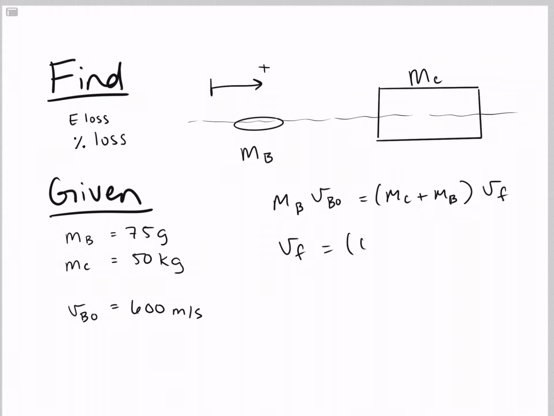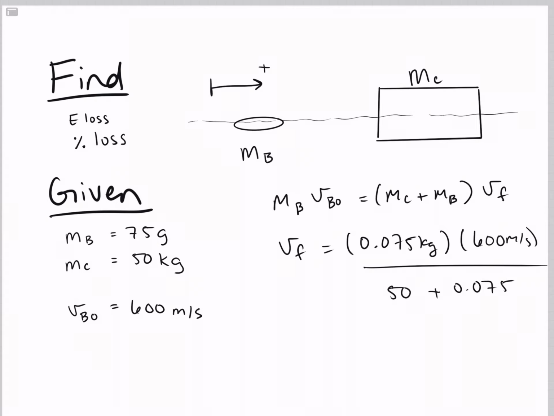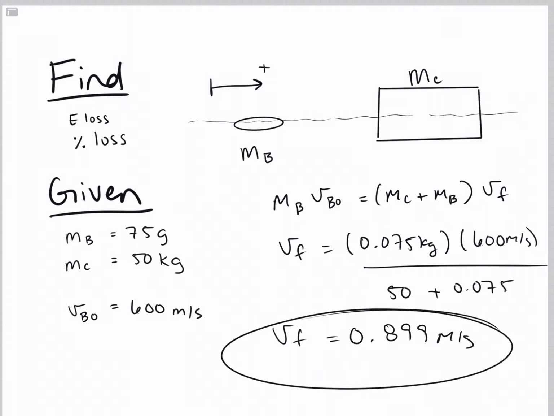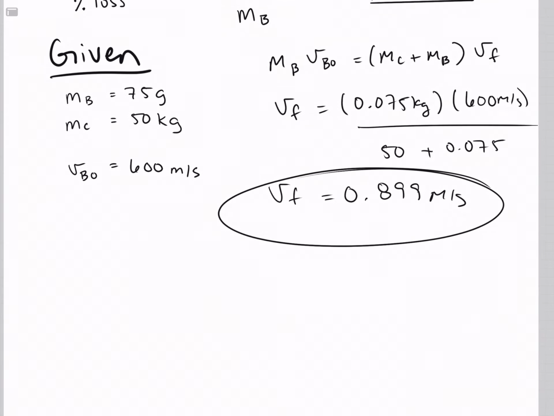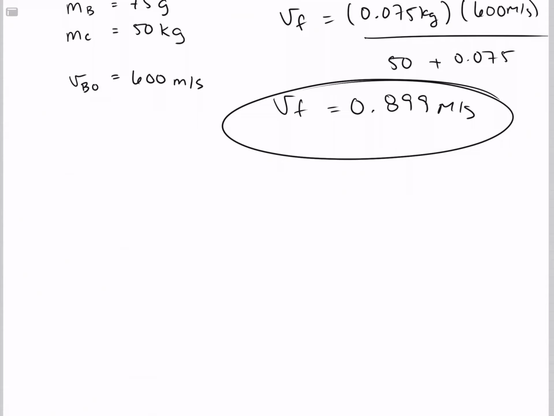So solving for V final, you get that it is 0.075 kilograms times the 600 meters per second, all over the 50 kilograms plus the 0.075 kilograms. And that boils down to 0.899 meters per second. So we know immediately that there's going to be a lot of energy loss because its change in velocity is so great. But let us keep going and prove that.